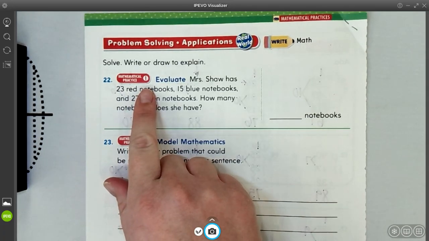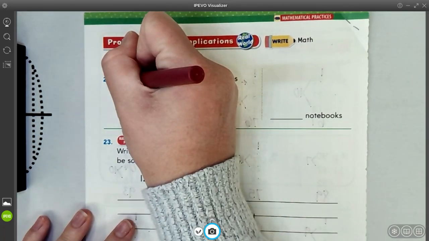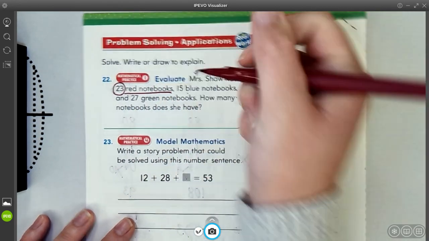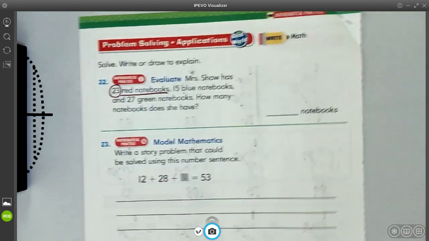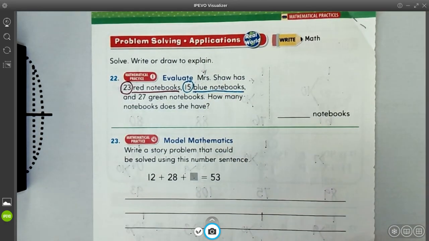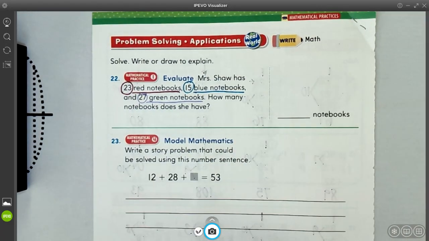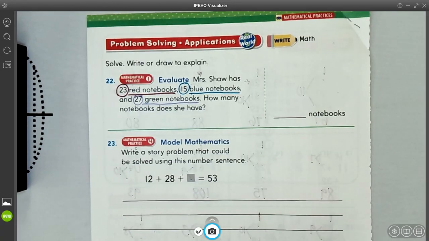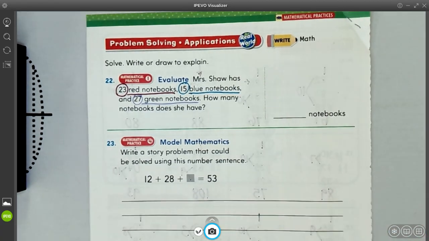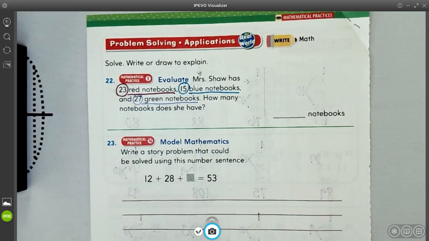So, problem solving. Number 22, evaluate. Mrs. Shaw has 23 red notebooks, 15 blue notebooks, and 27 green notebooks. How many notebooks does she have now? I want you to try to rewrite this problem up and down so that you can solve it, but make sure that you line your columns up very carefully. Go ahead and solve it, and then press play when you're ready.